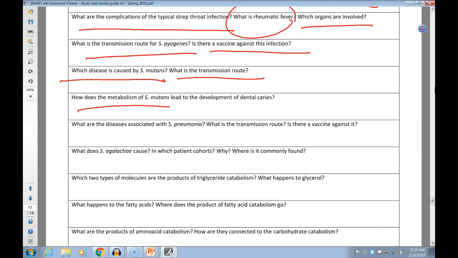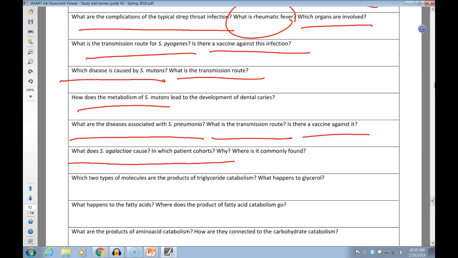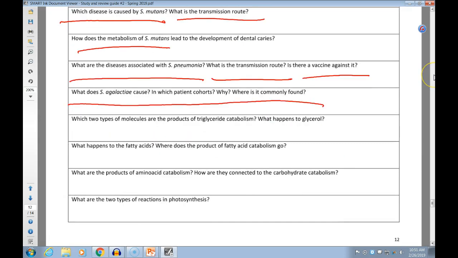Metabolism of Strep mutans: it's fermenting. It ferments fructose, producing acid. We clear? Strep pneumoniae causes pneumonia and adult community-acquired meningitis. Transmission route is respiratory, there is a vaccine. Strep agalactiae causes neonatal meningitis, and it is commonly found in the vaginal microbiome.